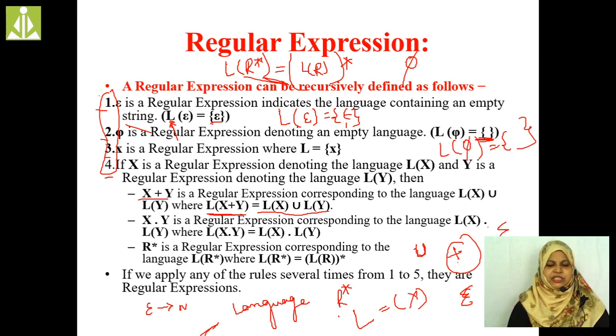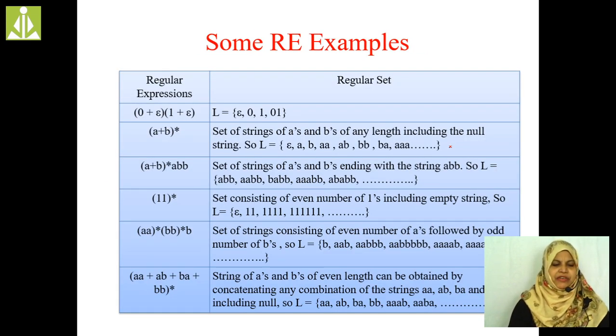If x is a regular expression denoting the language L of x, and y is a regular expression denoting the language L of y, then x plus y is equivalent to L of x union L of y. x dot y is indicated by L of x dot L of y. If closure is there, R star is there, then L of R star equals L of R whole star. If any expression is going to follow this set of rules, then that particular expression is known as the regular expression. Right?